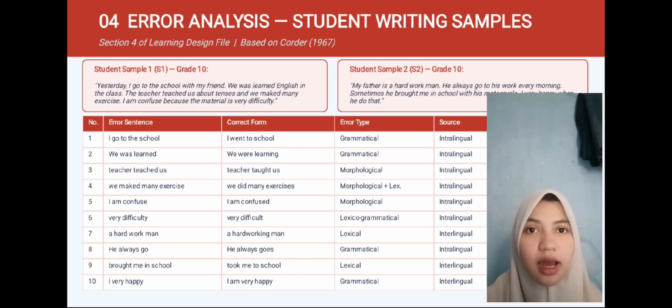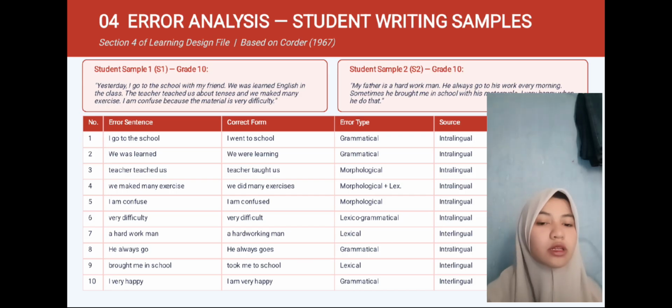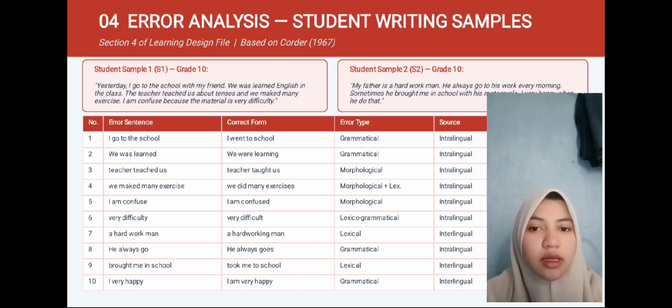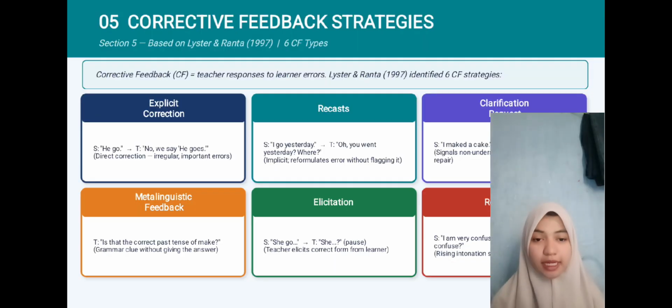The next is I am confused. The correct form is I am confused. This is a morphological error. So this is an omission of the past participle suffix -ed. Confused is an adjective derived from the past participle. So you can see some example errors on the screen. Next is corrective feedback.